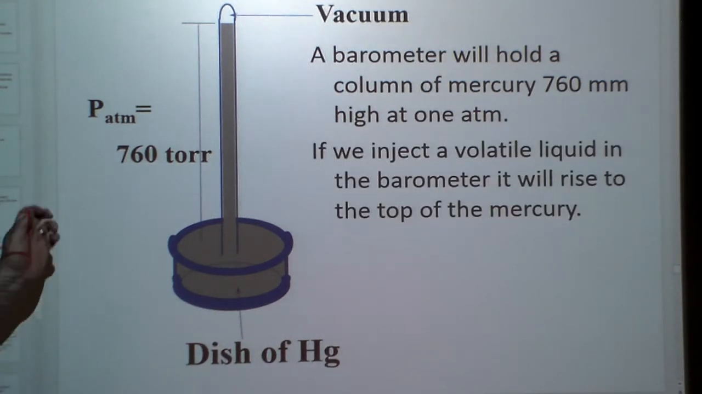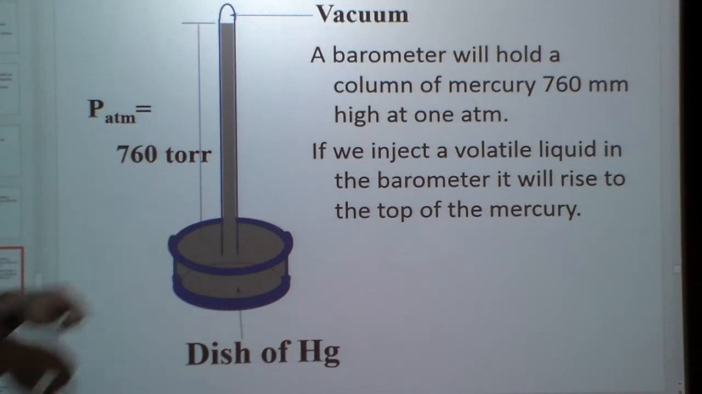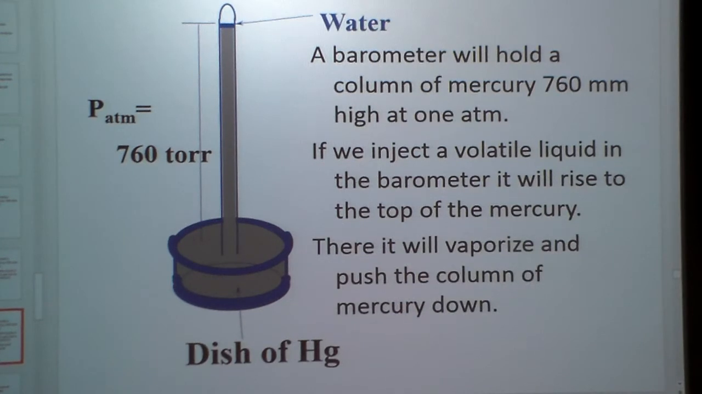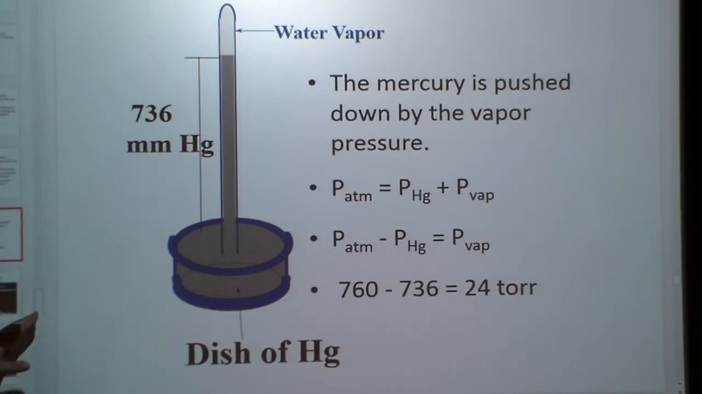So, if we inject a volatile liquid in the barometer, it will rise to the top of the mercury, and there it will vaporize and push the column of mercury down. So this is if you're doing something a little bit different than the original experiment. So they used water here for that, okay? So the mercury is pushed down by the vapor pressure. So this is one, and why in the world would we go do something like this? Because this is a way of measuring the vapor pressure of gases.